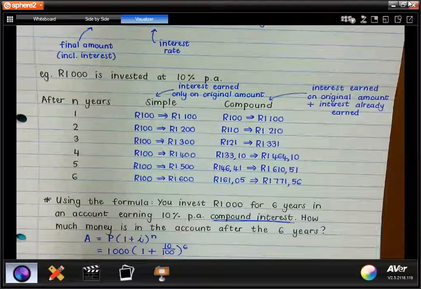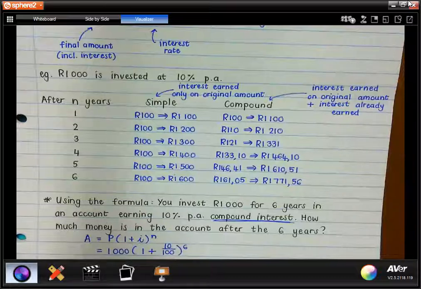40,000 rand deposited in a savings account and they again compounded annually, so that's compound interest. They want you to do the calculation for 5 years, so your n is 5. Then for 10 years, so your n is 10. Then for 20 years, so n is 20.